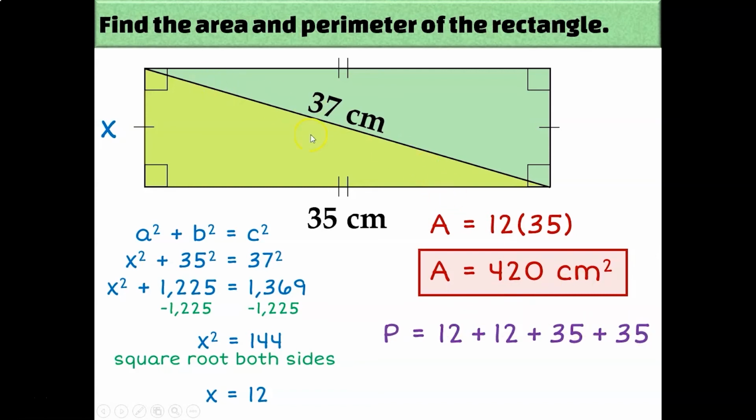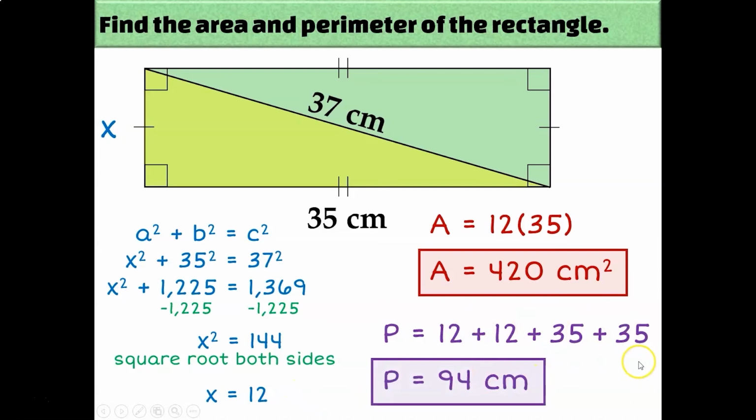You'll notice I'm not using 37 in either of these calculations because 37 is a diagonal, and the diagonals have nothing to do with area or perimeter. That's just how we got to the side length. So 12 plus 12 plus 35 plus 35, that's 94 centimeters.